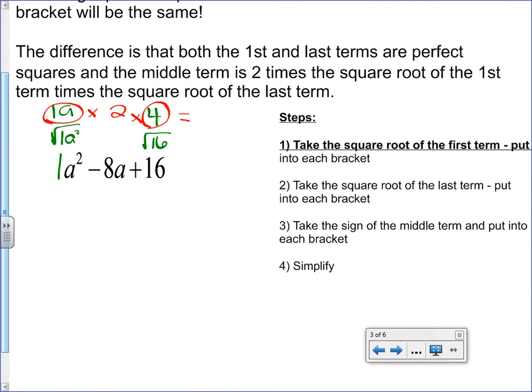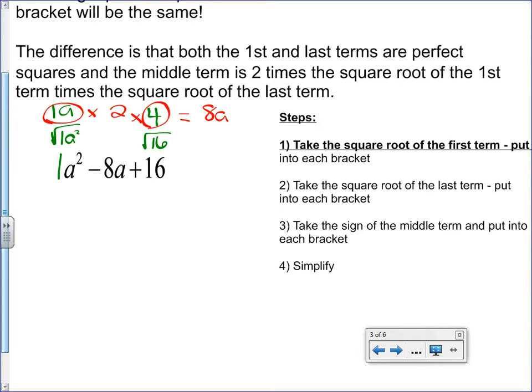1a times 2 gives me 2a. 2a times 4 gives me 8a. That is my middle term. So this is a perfect square trinomial.